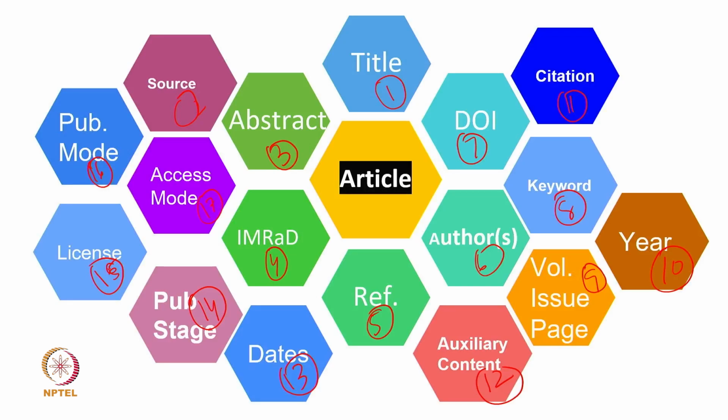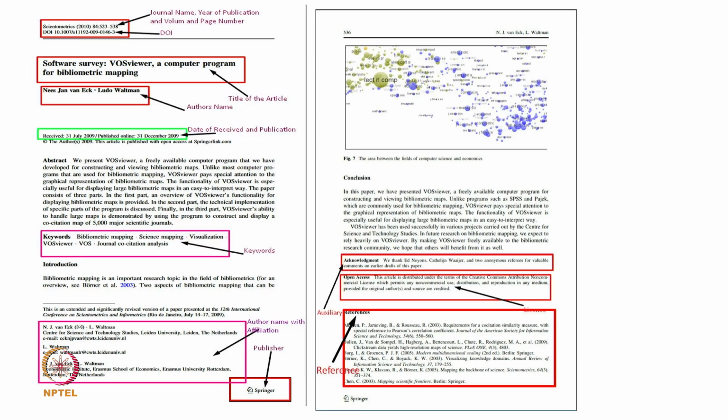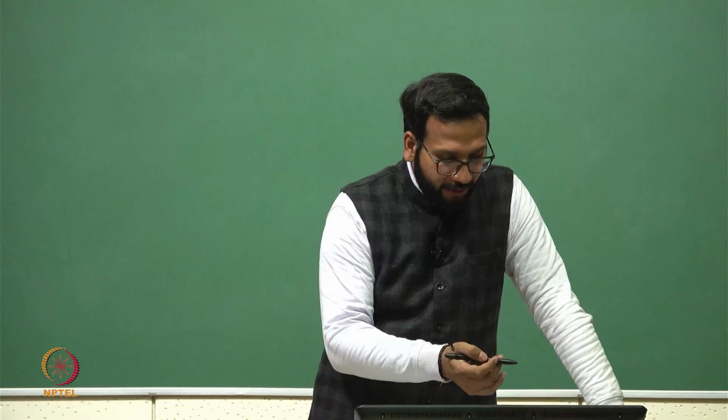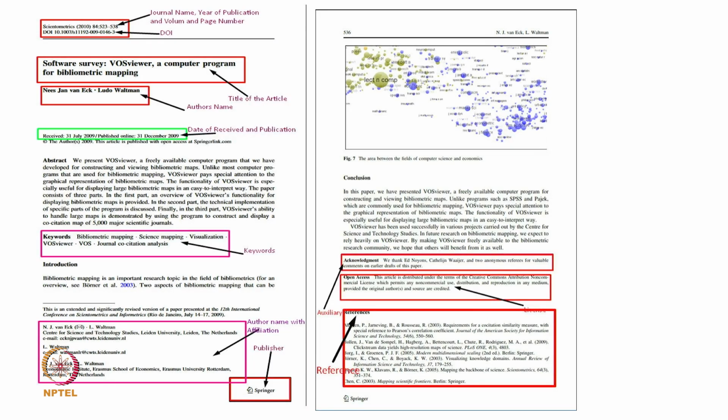So let us now understand all these attributes of the articles and other document types with examples. This is an example of an article document type published in a journal. Let us now see each attribute one by one. In the header of this article, some key information is given. First is Scientometrics, which displays that this particular article is published in the journal Scientometrics. This is the year, 2010, and this is the volume number, 84, and the pages are from 523 to 528.